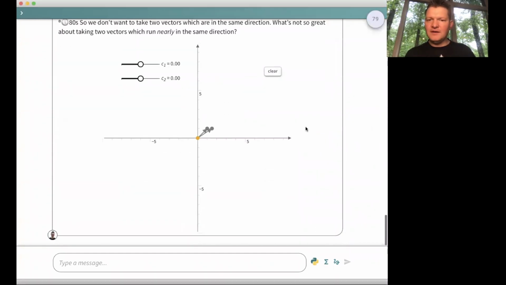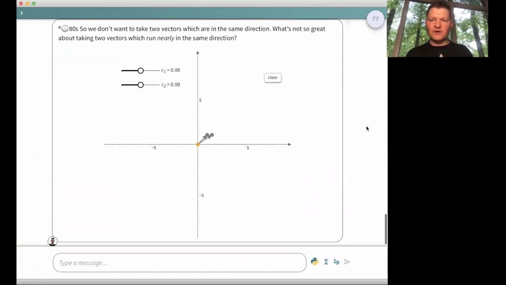So we can take vectors that run in nearly the same direction. Vectors that run in exactly the same direction are bad, but ones that run nearly the same direction maybe are sort of bad too. And I want you to think a little bit about why that's the case. So you can play with this thing. I encourage you to move it slowly so that you get lots of trace points as you move it. These two gray vectors are nearly pointing the same direction, but not quite. So what's not great about that?